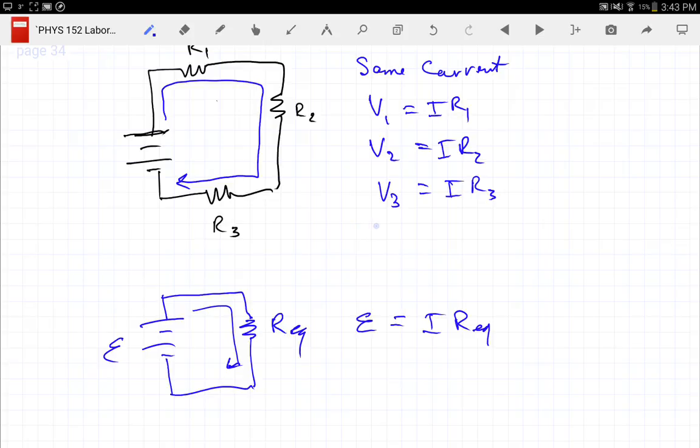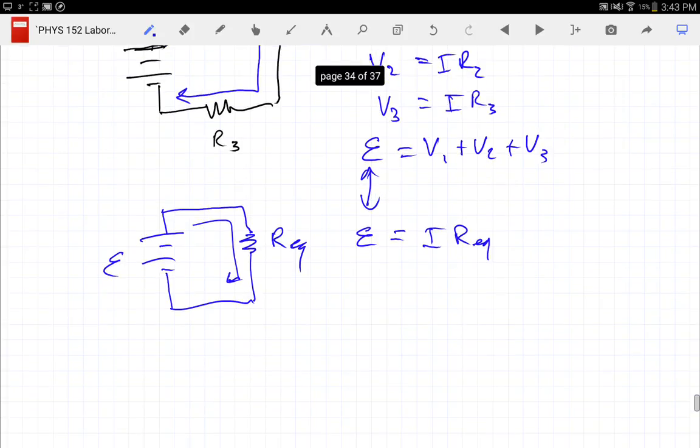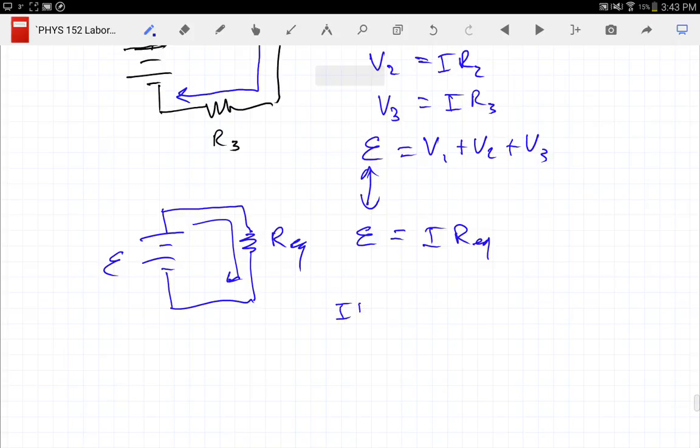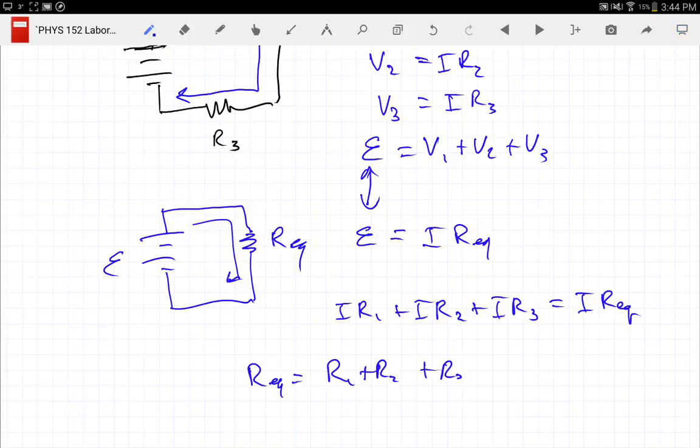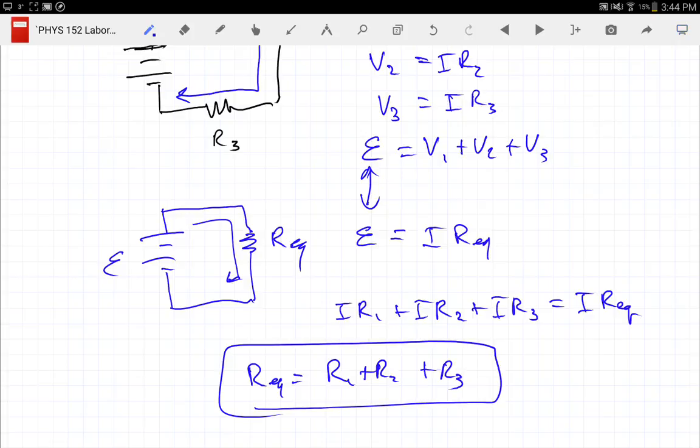So in this case, I should have the EMF is equal to V1 plus V2 plus V3. So if I set these equal to each other, and of course the currents equal to each other, I'm going to have IR1 plus IR2 plus IR3 equals IR equivalent. Once again, cancel out the I's, and you have R equivalent is equal to R1 plus R2 plus R3. So resistors in series just add algebraically.